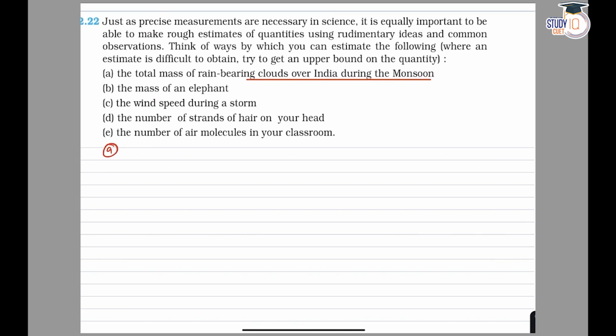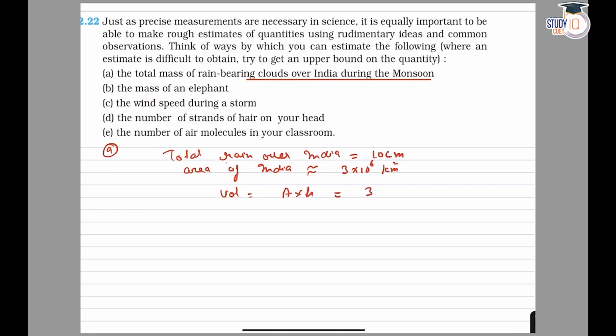As we can say, the total rain over India is approximately equal to 10 centimeter, and the area of India can be approximately written as 3 into 10 to the power 6 kilometer square. And the volume of water, from this we can say that volume is equal to area into height. So from this the volume comes out to be 3 into 10 to the power 11 meter cube.